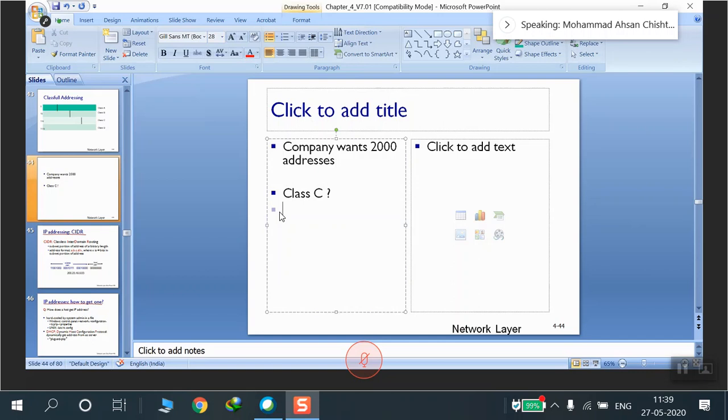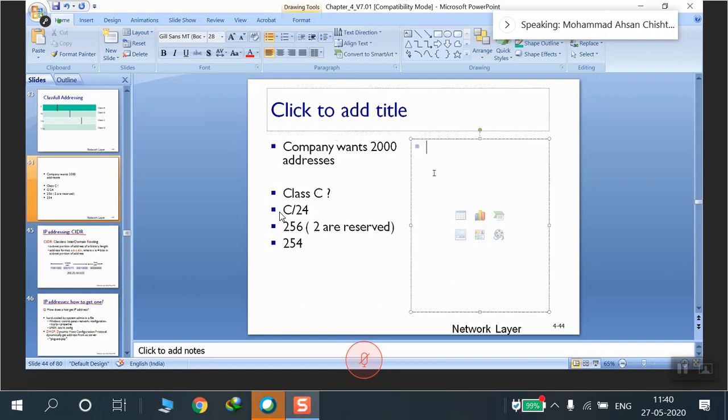If we use class C, what is class C? It is /24, which means 24 bits are for the network part, and the remaining 1 byte, 2 to the power of 8, is for the host part. How much is 2 to the power of 8? We have 256, out of which 2 are reserved. So we have only 254 which can be given with the help of class C.